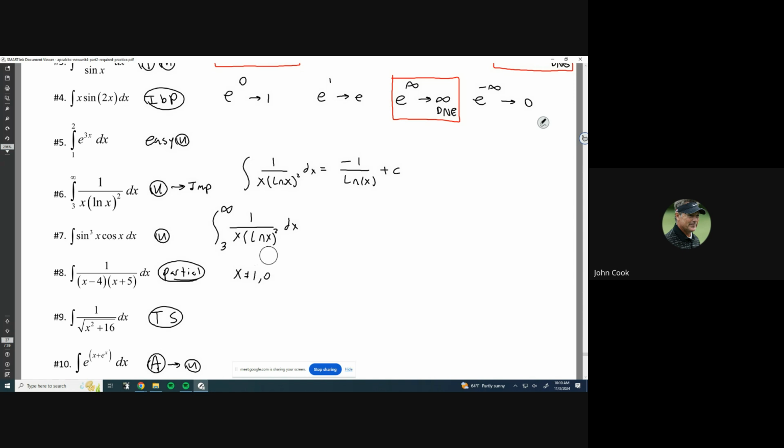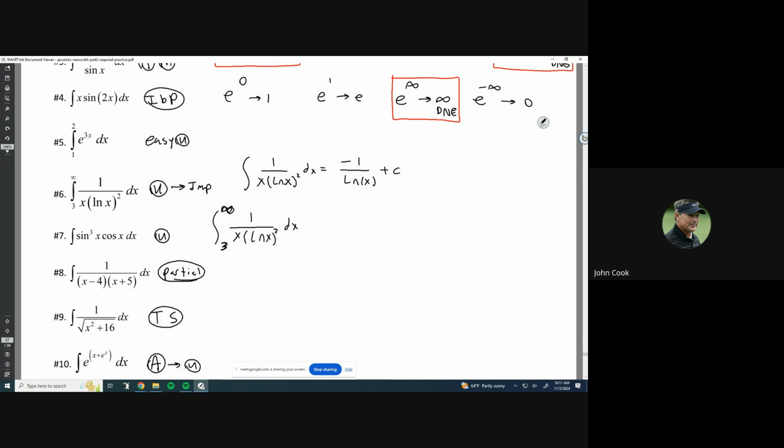And on top of that, x actually has to be a positive number only, because natural log only uses numbers that are greater than 0 in general. But luckily, neither of those are part of the boundary, because if I go from 3 to infinity, that excludes those numbers. So I don't have to worry about them. But it's always something that you want to consider. What domain restrictions do I have? Is that part of my bounds?